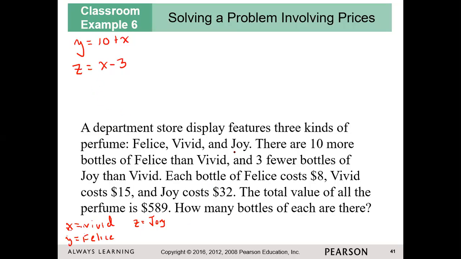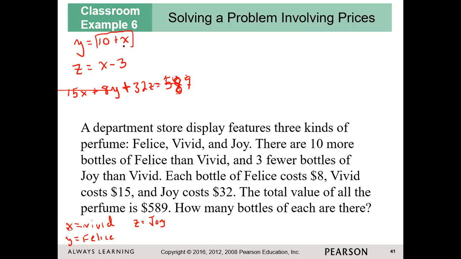And then we have a cost equation. So we have $15 for Vivid, $8 for Felice, plus the $32 for Joy is going to be equal to $589. Just making sure that my order is matching up here. So here are my equations, all right? And this is great for us because we can use substitution.